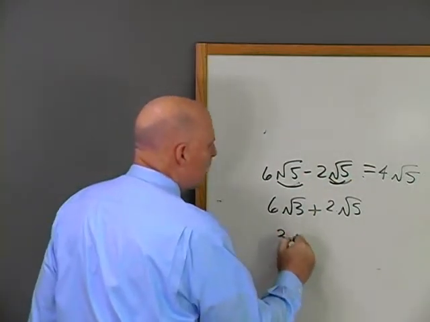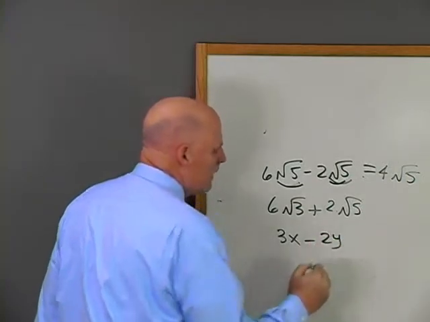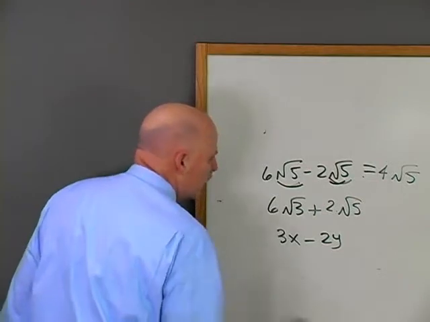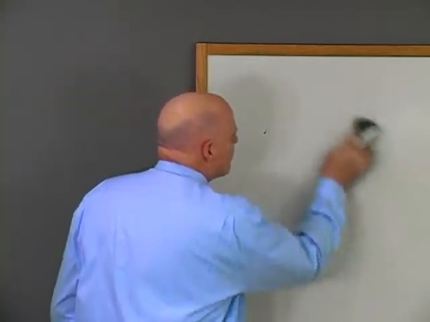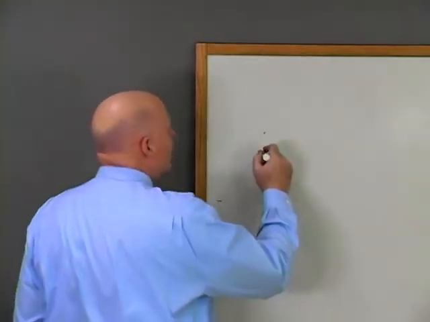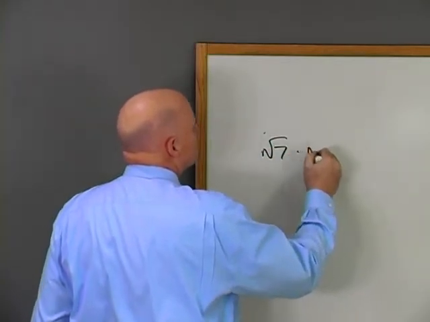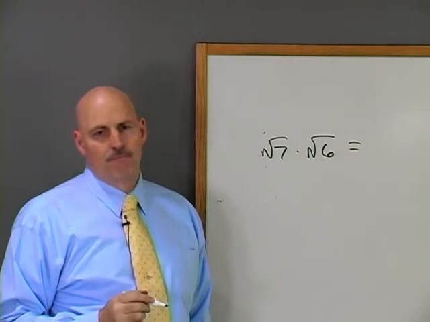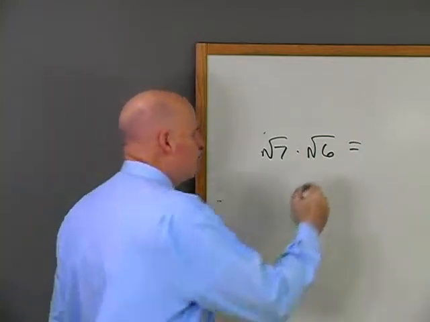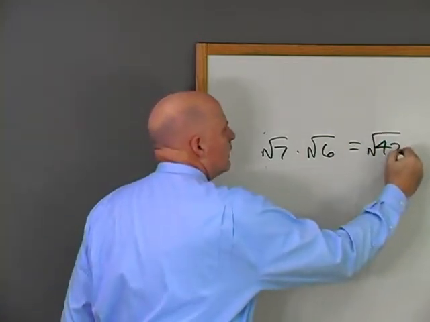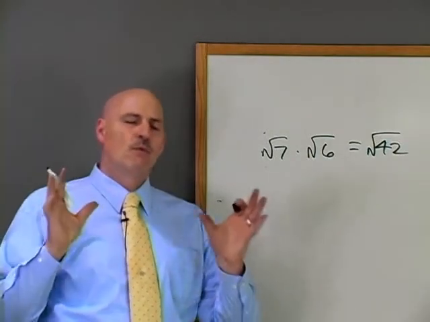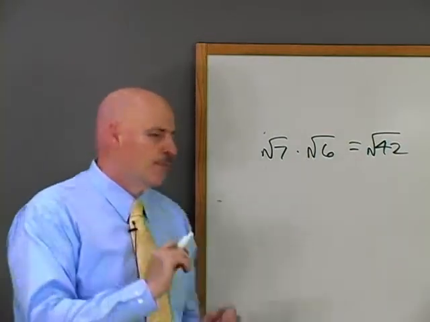Just like if you had 3x minus 2y, what's the answer? 3x minus 2y. You know this from algebra. How about multiplying them? Square root of 7 times the square root of 6. Can you multiply them? Yep. The answer is the square root of 42. Leave it alone. But I want you to now focus on the number aspect of it.